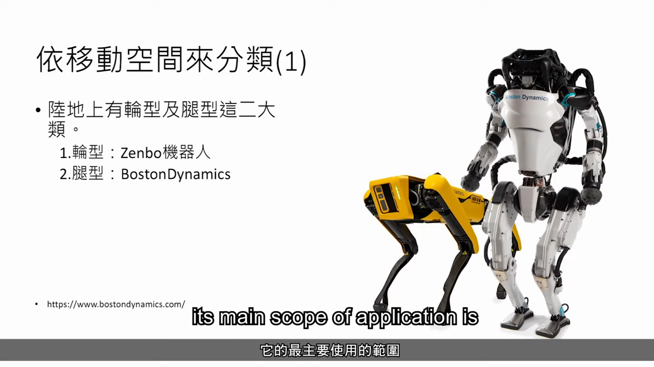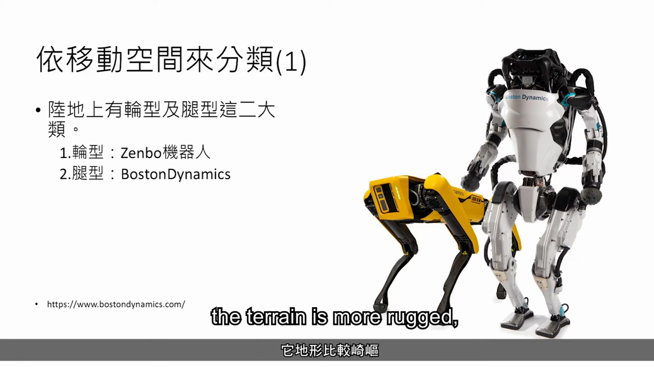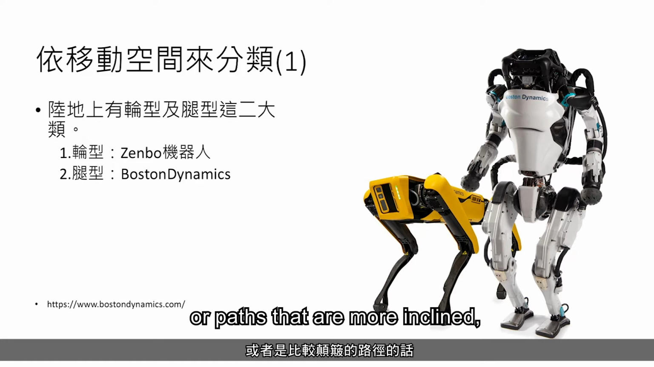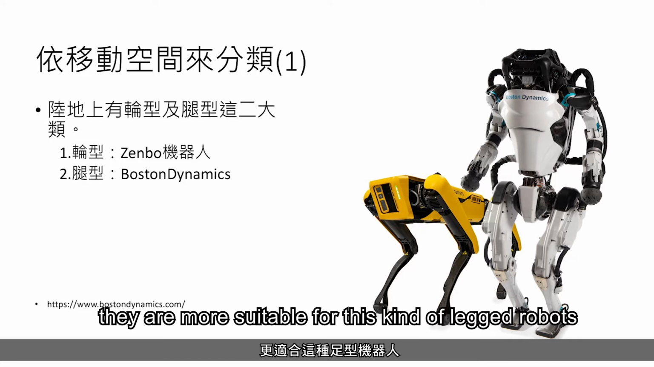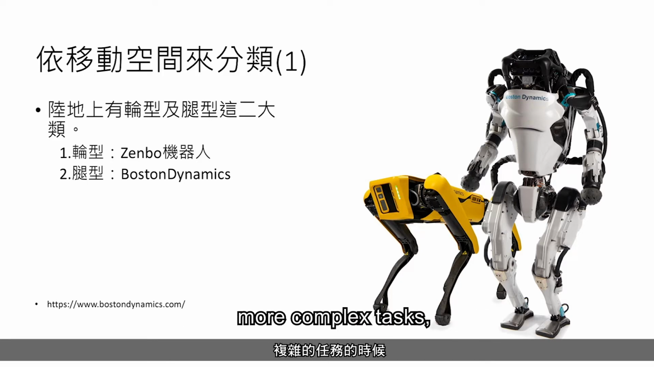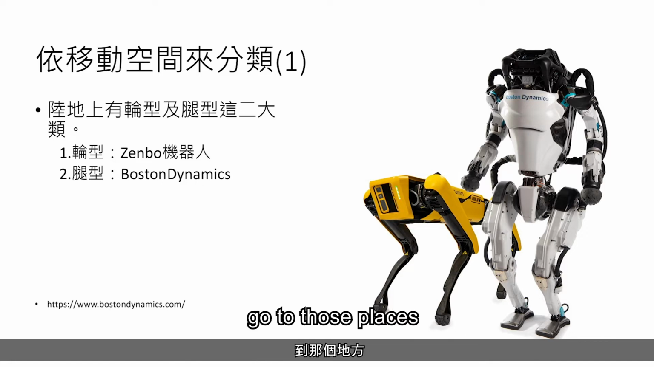Its main scope of application is on areas that are more rugged. The terrain is more rugged, unlike the places that can be reached by wheeled robots, such as stairs or paths that are more inclined. They are more suitable for this kind of legged robots. Therefore, when it is necessary to perform more complex tasks, it is very suitable for this kind of robot to go to those places to perform those tasks.